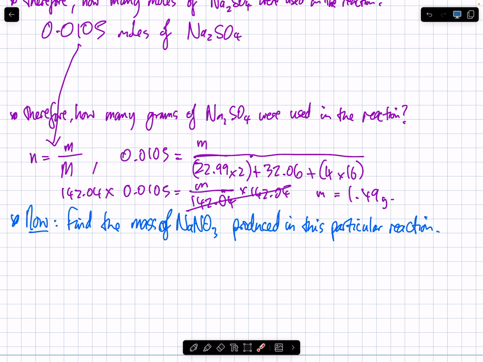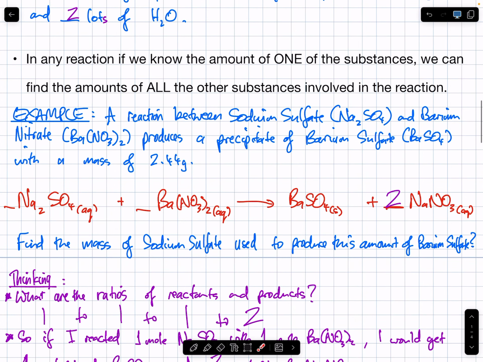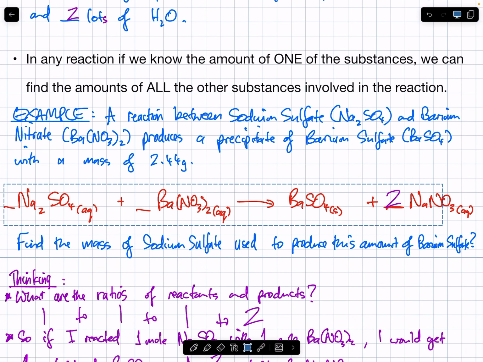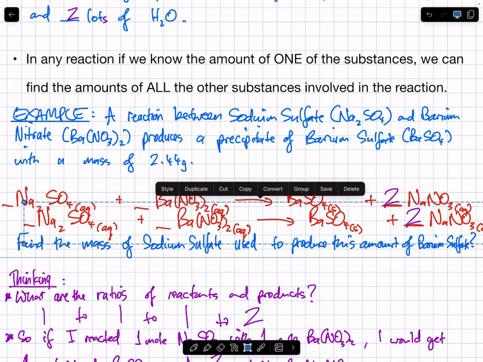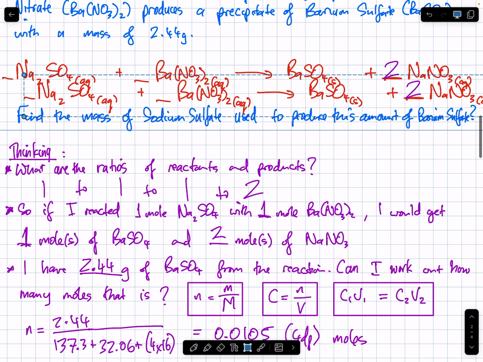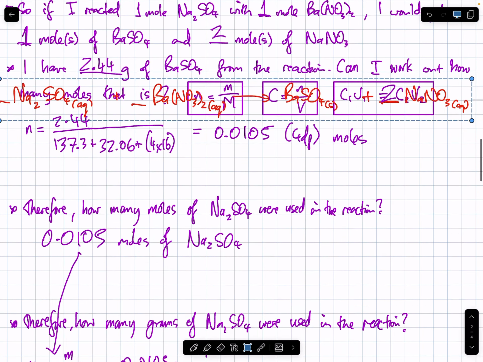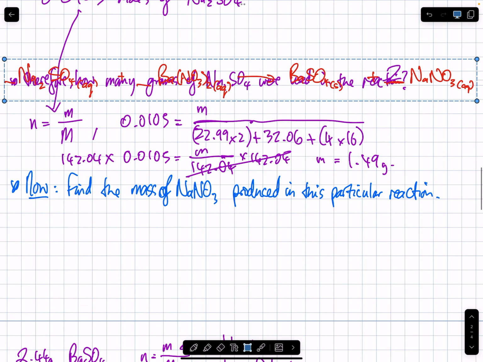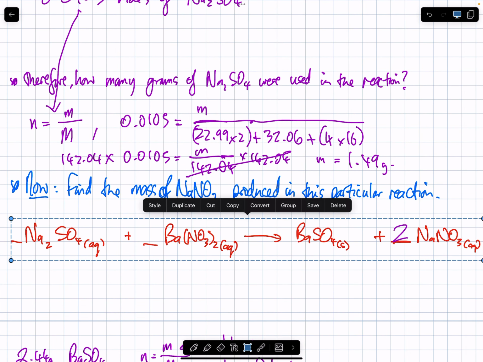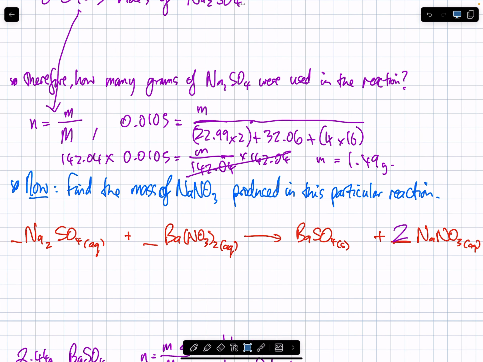I'll copy and paste this formula down again. Alright, what's Na? Sodium. Sodium, 22.99.